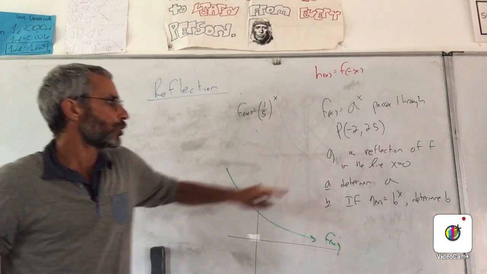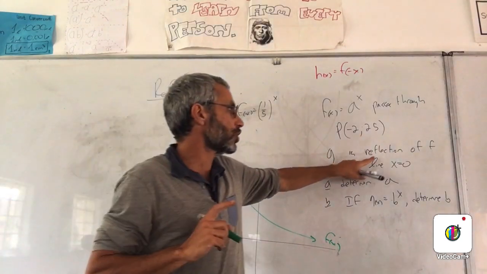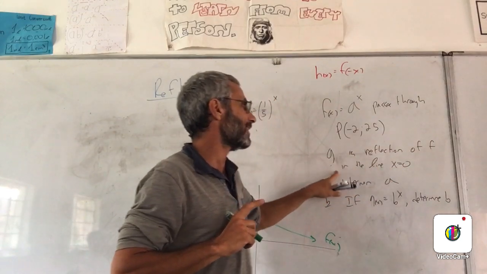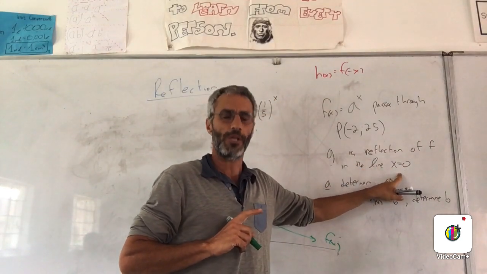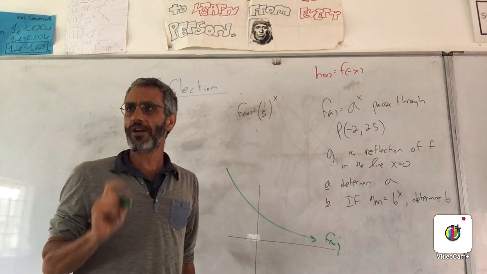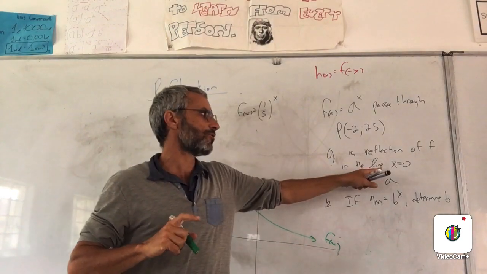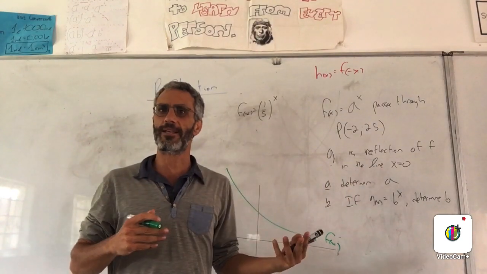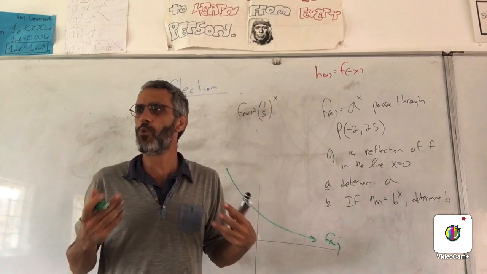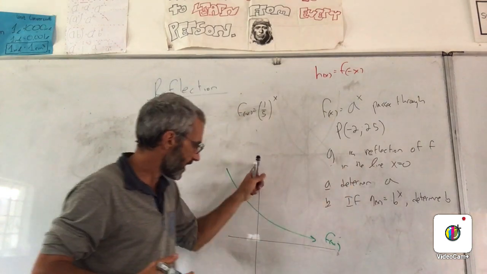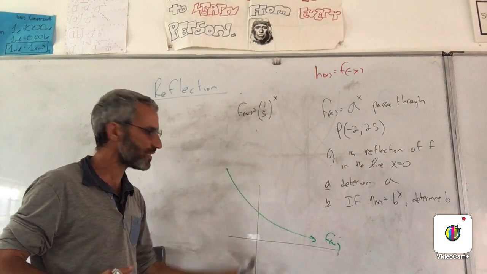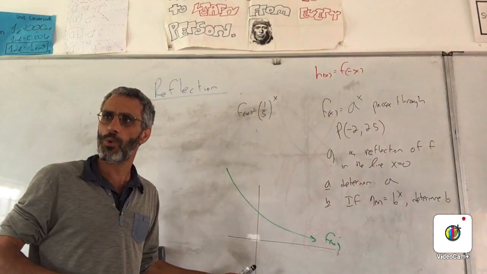Now g is the reflection of f in the line x equals 0. Finn already figured it out. They didn't tell us it's a reflection over the y-axis or x-axis. Sometimes they'll make your life a bit more miserable. You need to know that x equals 0 is this line. This is the line x equals 0. In other words, it's the y-axis.